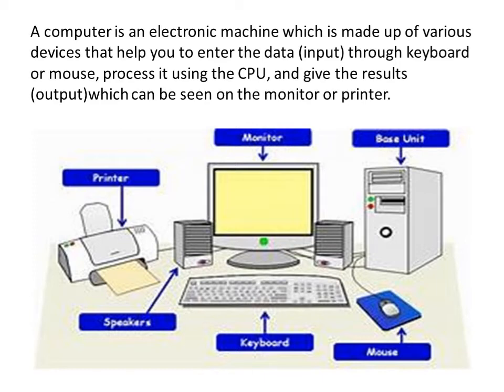A computer is an electronic machine which is made up of various devices that help you to enter the data through keyboard or mouse, process it using the CPU and give the results which can be seen on the monitor or printer. You can see here how a computer looks like.